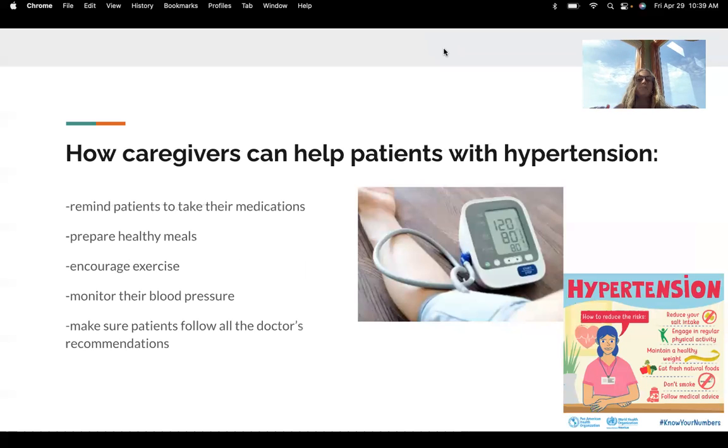How caregivers can help patients with hypertension. They can remind patients to take their medications. They can prepare healthy meals that are low in sodium, remind them to not drink alcohol and have a low cholesterol diet. They can encourage them to exercise, especially cardiovascular exercises, and they can monitor their blood pressure.